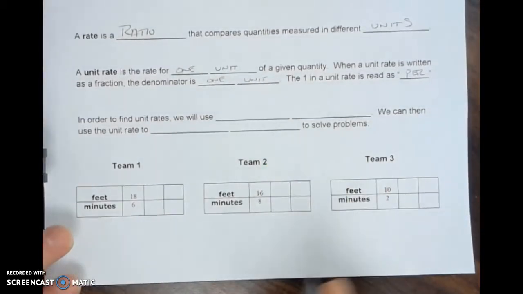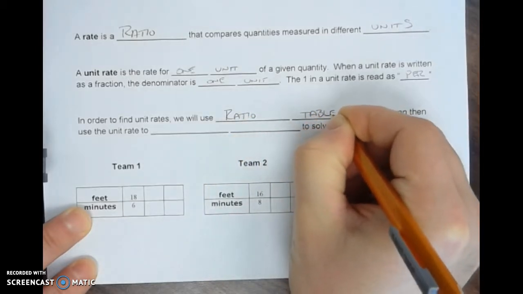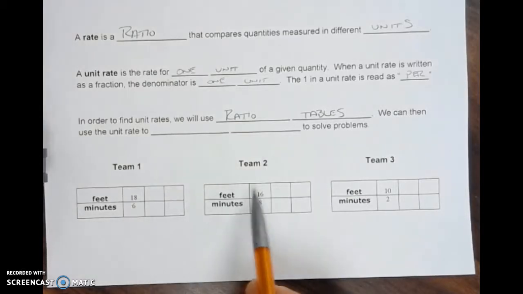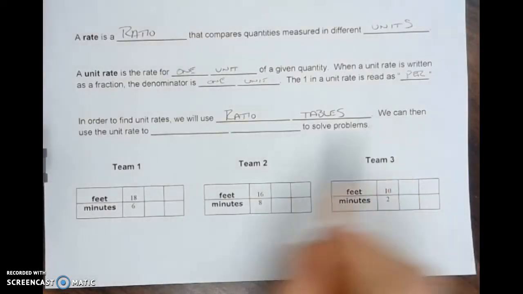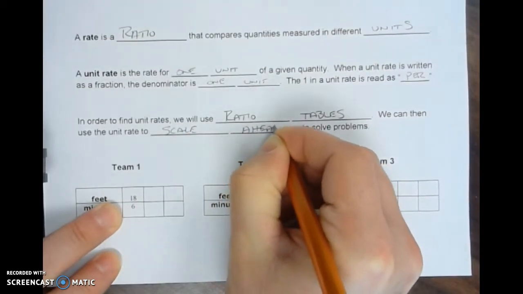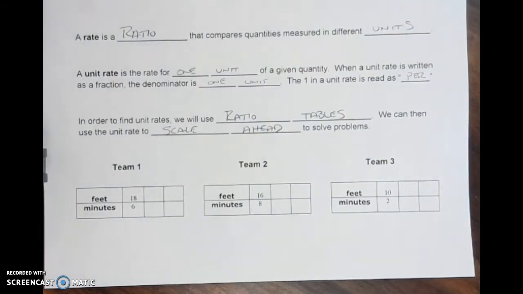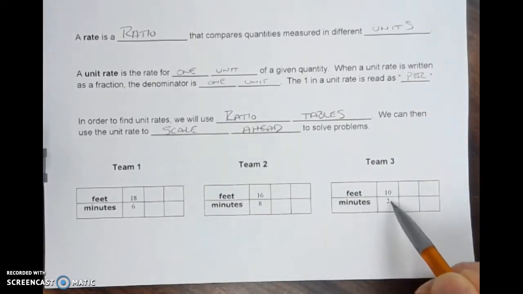In order to find unit rates, we will use ratio tables. We're going to use ratio tables a lot in this topic to help us find unit rates. Ratio tables look like these items down here. They may look familiar to you from 6th grade. Once we know our unit rate, we can then use the unit rate to scale ahead to solve some problems. And that's what we're going to do in this example right here. In each of the ratio tables underneath, I've put the training paces. Team 1 turtle, we said, can go 18 feet in 6 minutes. Team 2 turtle can go 16 feet in 8 minutes. Team 3 turtle can go 10 feet in 2 minutes. And we're interested in finding the unit rate for each one of these turtles, which means how many feet they can go in 1 minute.